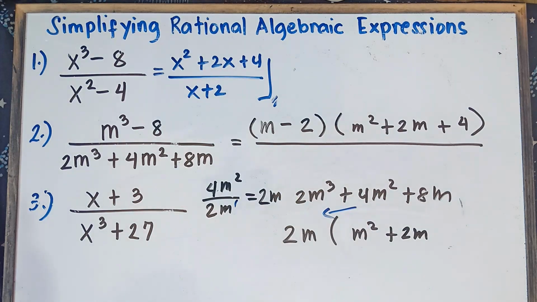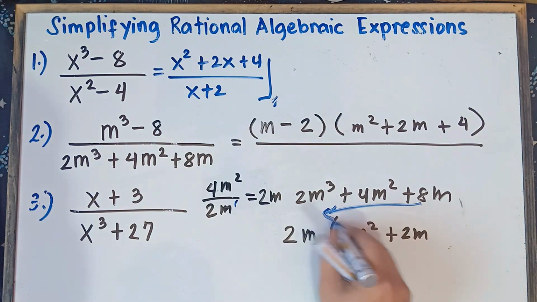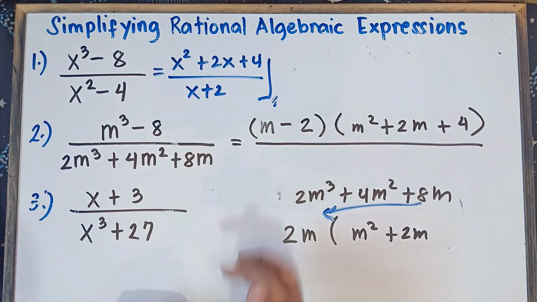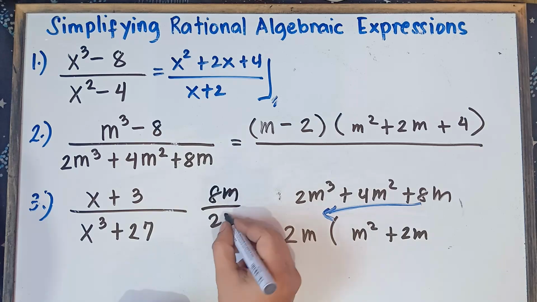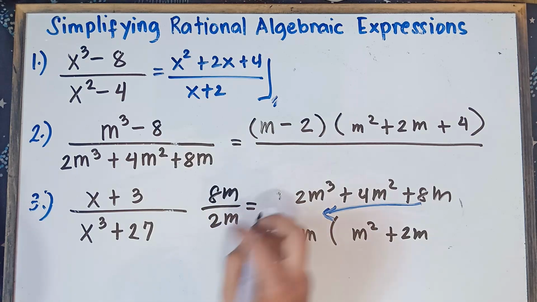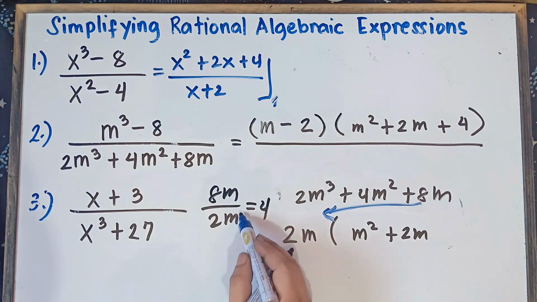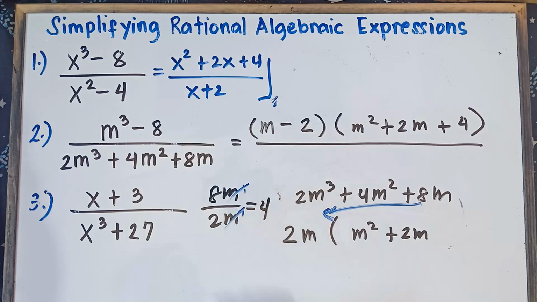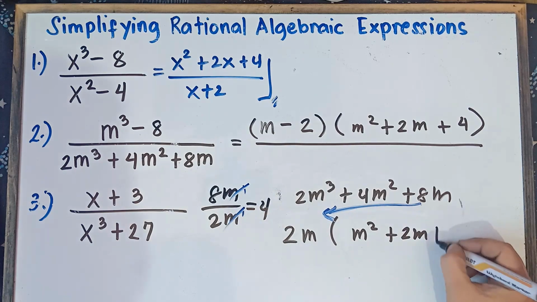Alright, and then last one, divide this one. 8m divided by 2m. So 8 divided by 2 is 4. m divided by m, simply cancel m. Same letter and then same exponent, we can just simply cancel this out. So that would be positive 4.